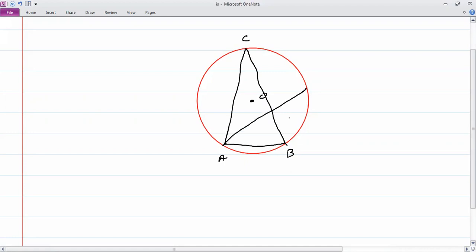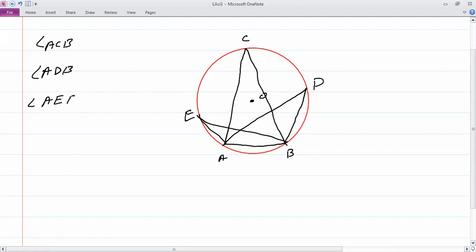Let's say the same chord makes an angle here. This is D. Let's say the same chord AB makes another angle, this one, on the same side. Let's say this is E. So you can see there are 3 angles made by AB on the circumference. It makes angle ACB, angle ADB, and angle AEB. They are on the same side.